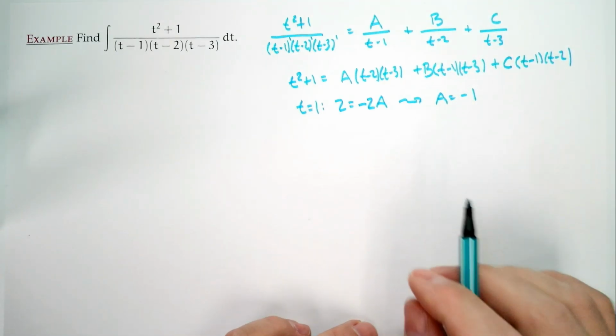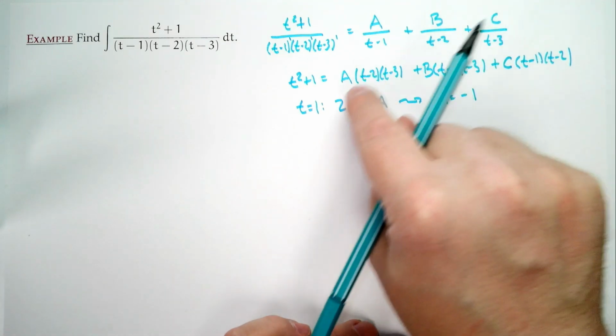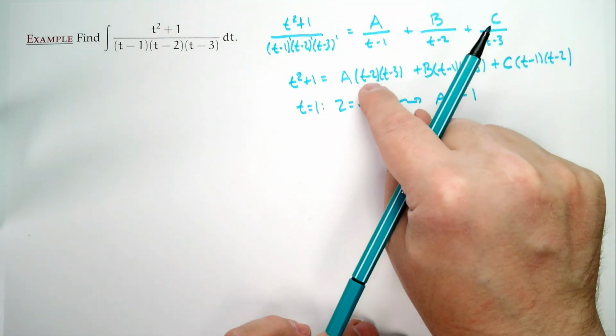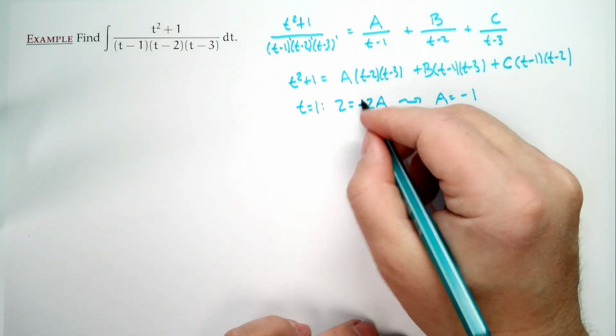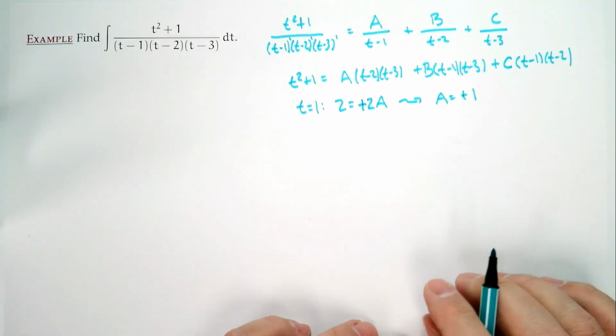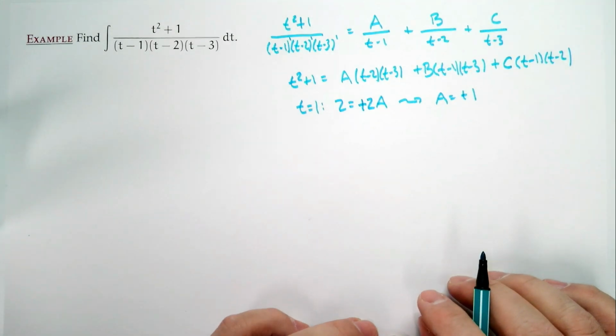Good. Except I screwed up. Be careful, double check, right? 1 minus 2 is negative 1. 1 minus 3 is negative 2. So it's actually plus 2a, so a equals 1. Yeah, always double check your work.